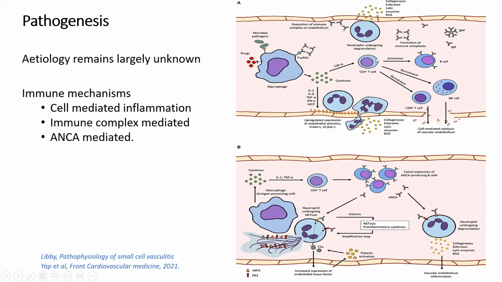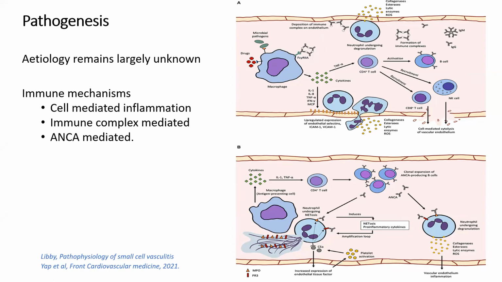Then with immune complex mediated inflammation, you have the B cells producing antibodies in response to these foreign antigens, which may be drugs or microbial. They form complexes with these antigens, which are then deposited on the vessel wall, on the endothelium. The deposition now activates your neutrophils and causes degranulation of your neutrophils, release of reactive oxygen species and proteolytic enzymes, which will also destroy your endothelial lining.